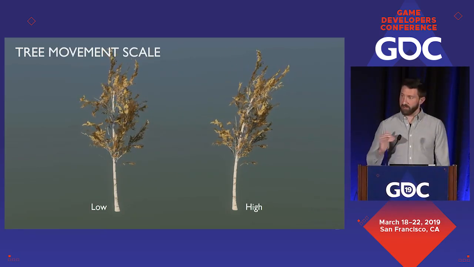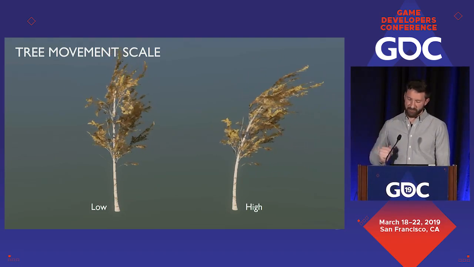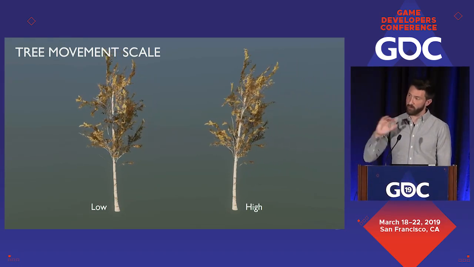Tree movement scale is just like leaf movement scale. It's the distance that the tip verts can move due to tree lean at the highest wind speeds.